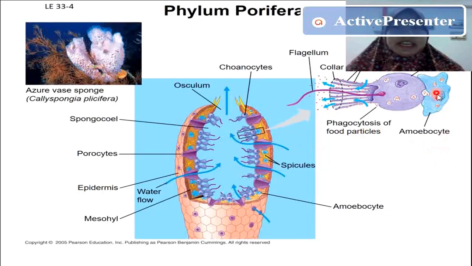All right. So again, this is the overview of the choanocyte cell, which we also call the flagellated cell.